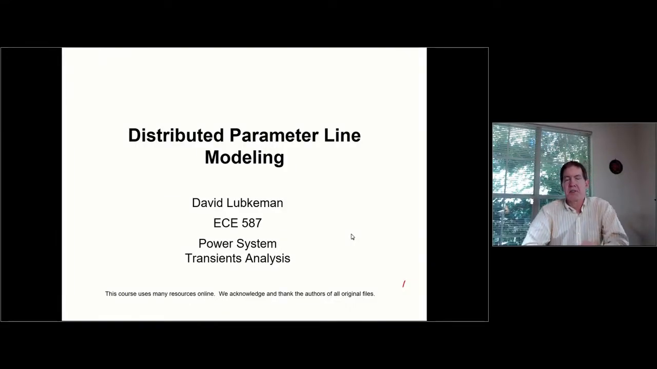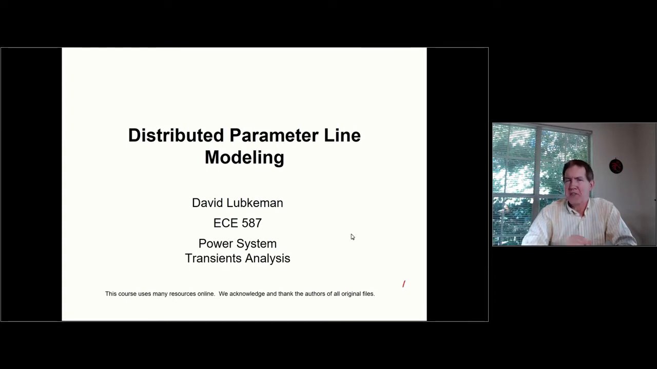So in the last lecture, we took a look at line modeling using lumped parameters, where we basically modeled all the line elements as discrete resistance, inductance, and capacitance. This time we're going to take a look at distributed parameter line modeling, where we basically model the effect of the distributed inductance and capacitance of the line.